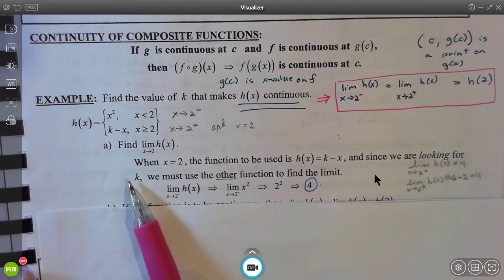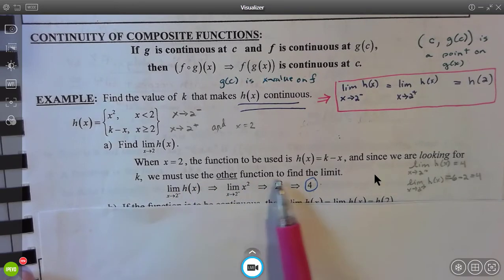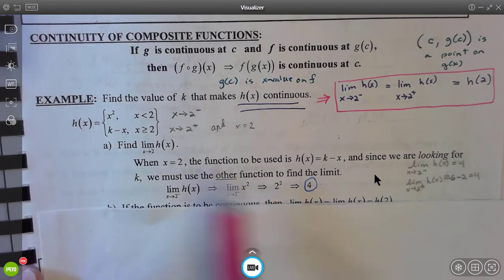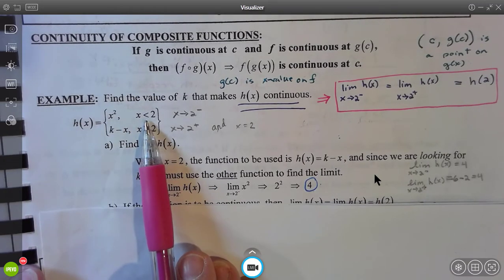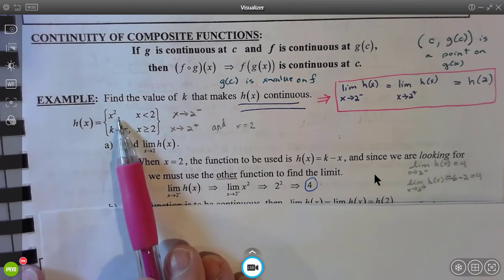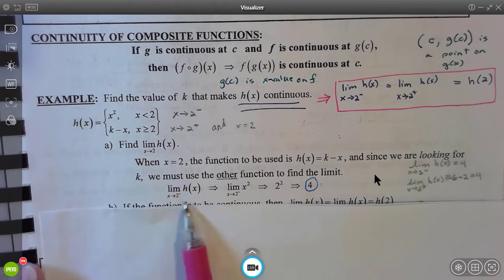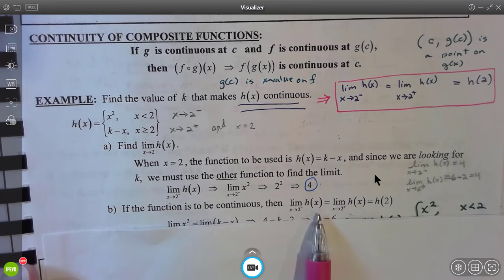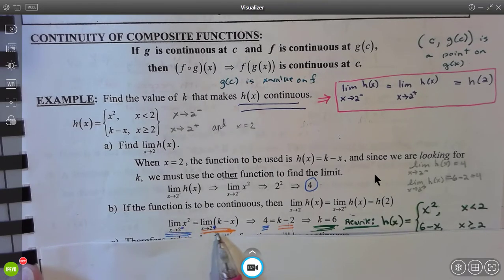So we are looking for k, and since we're doing that, we have to use the other function to find the limit. This piece is what we look at as x goes to 2 from the left. So I'm going to use that function from the left, and that y value is 4. Well, for the function to be continuous, the limit has to exist. So if the limit from the left is 4, then the limit from the right has to be 4.